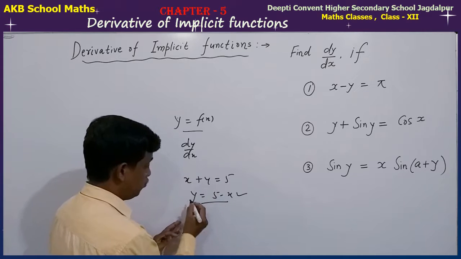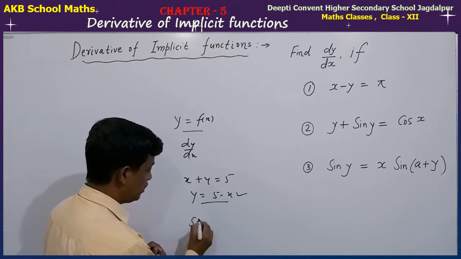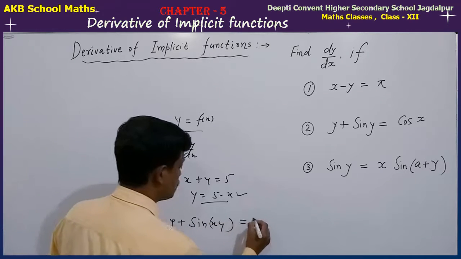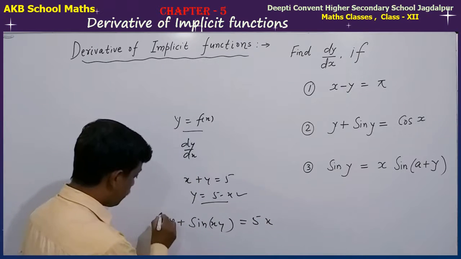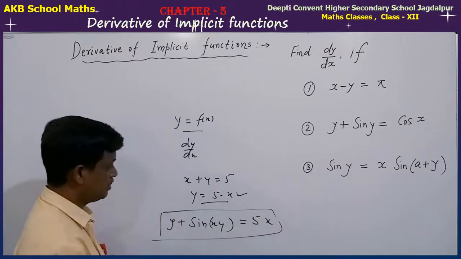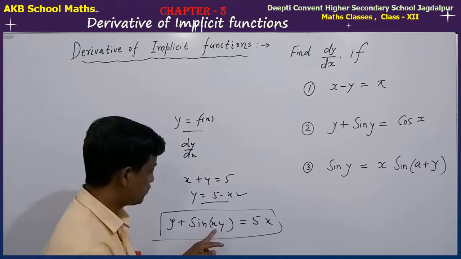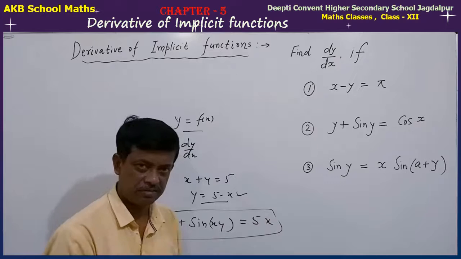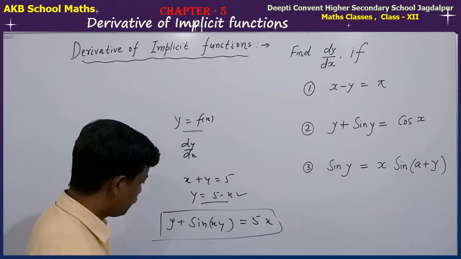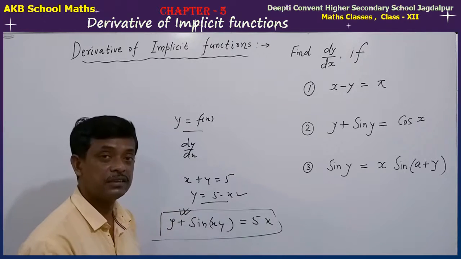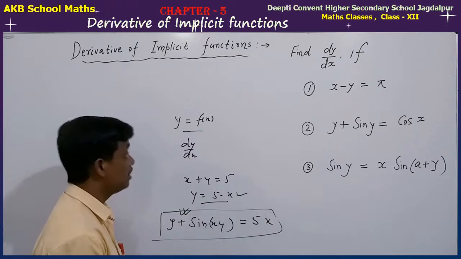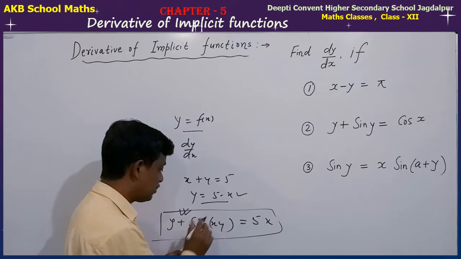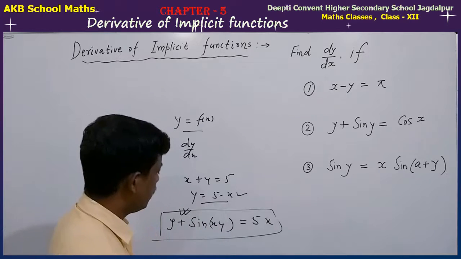And suppose a relation like this: sin(xy) plus y equals 5x. From this relation, you cannot find the value of x in terms of y or the value of y in terms of x. It will be very tedious. So this type of relation is known as an implicit relation, implicit function. Here, y is also a function of x, or x is also a function of y, you can consider.